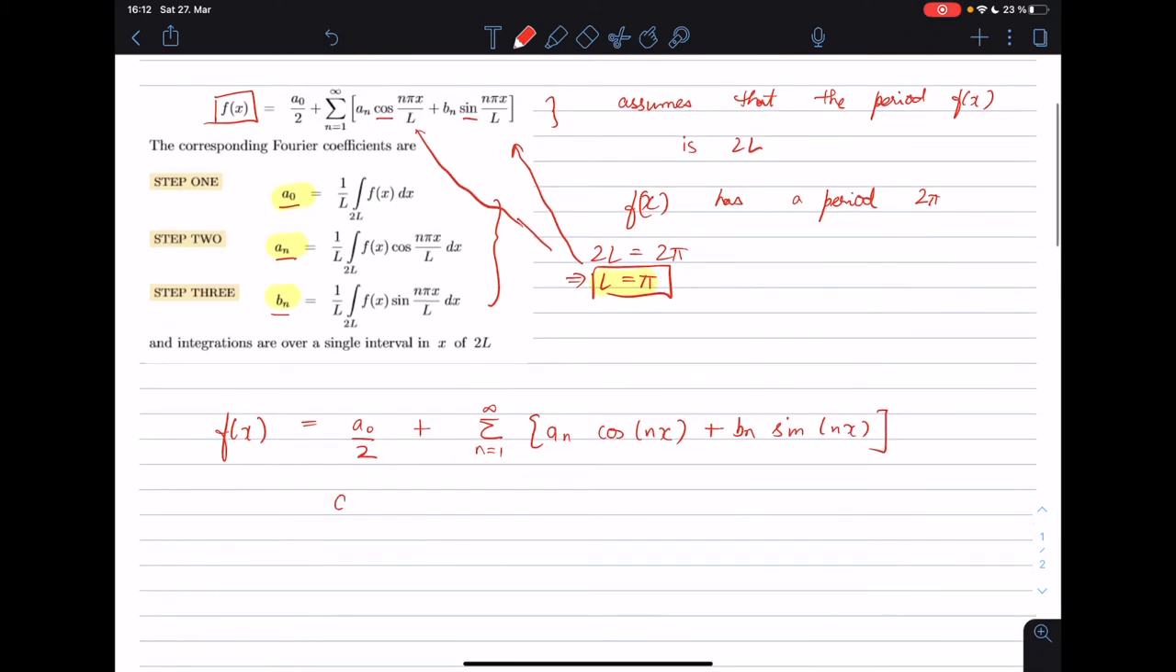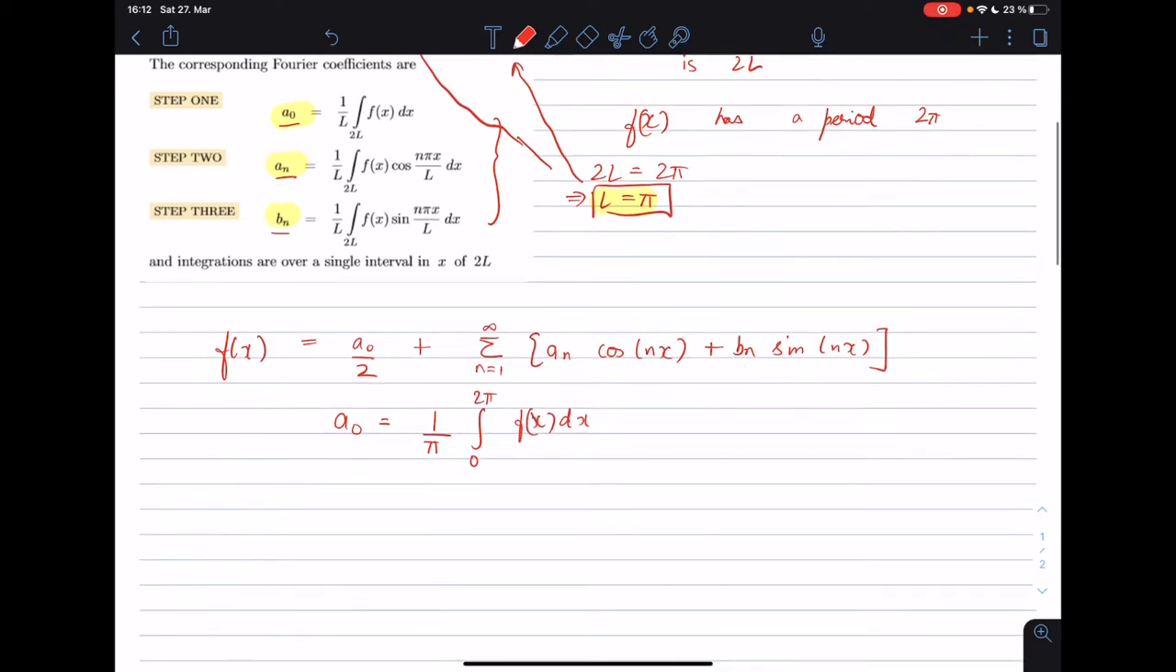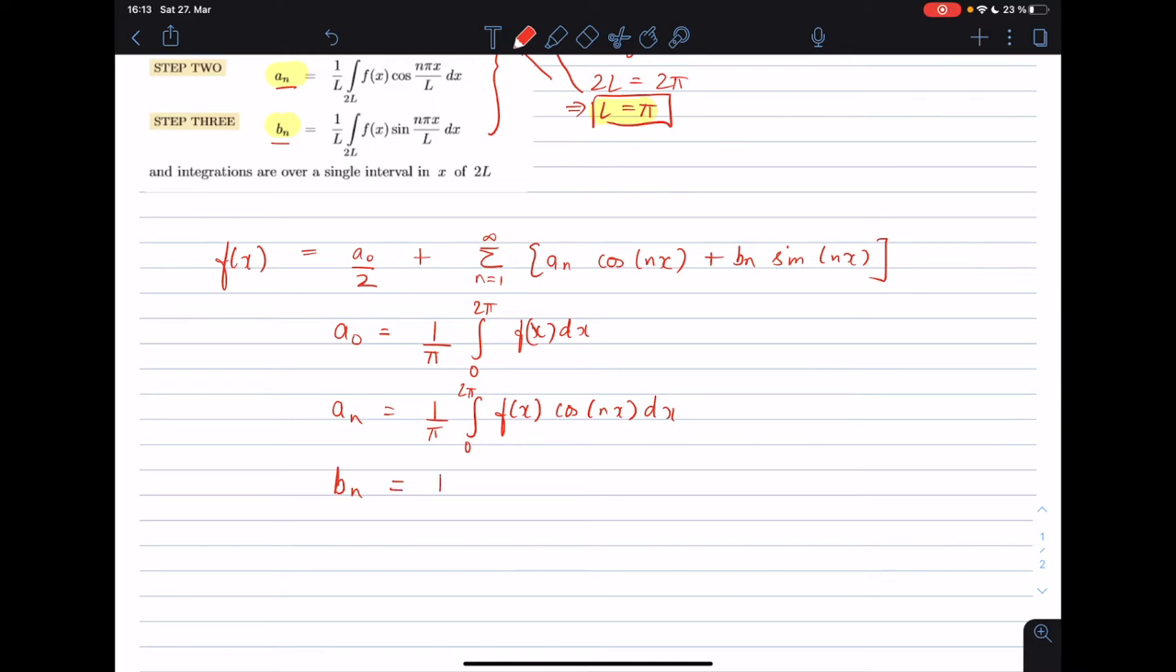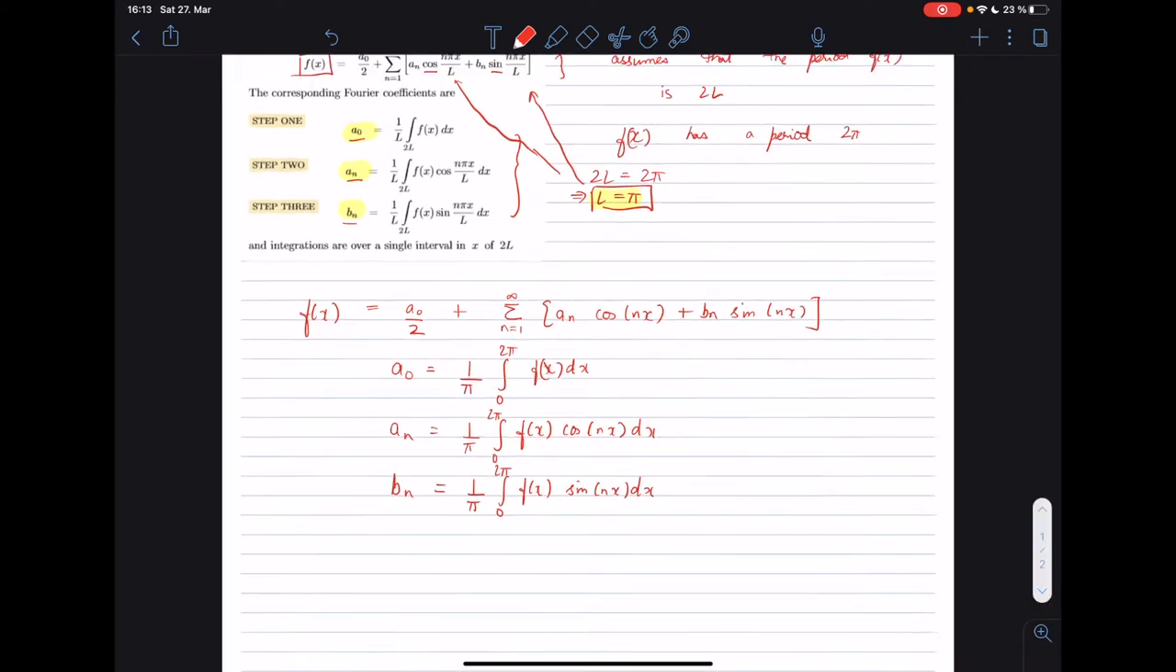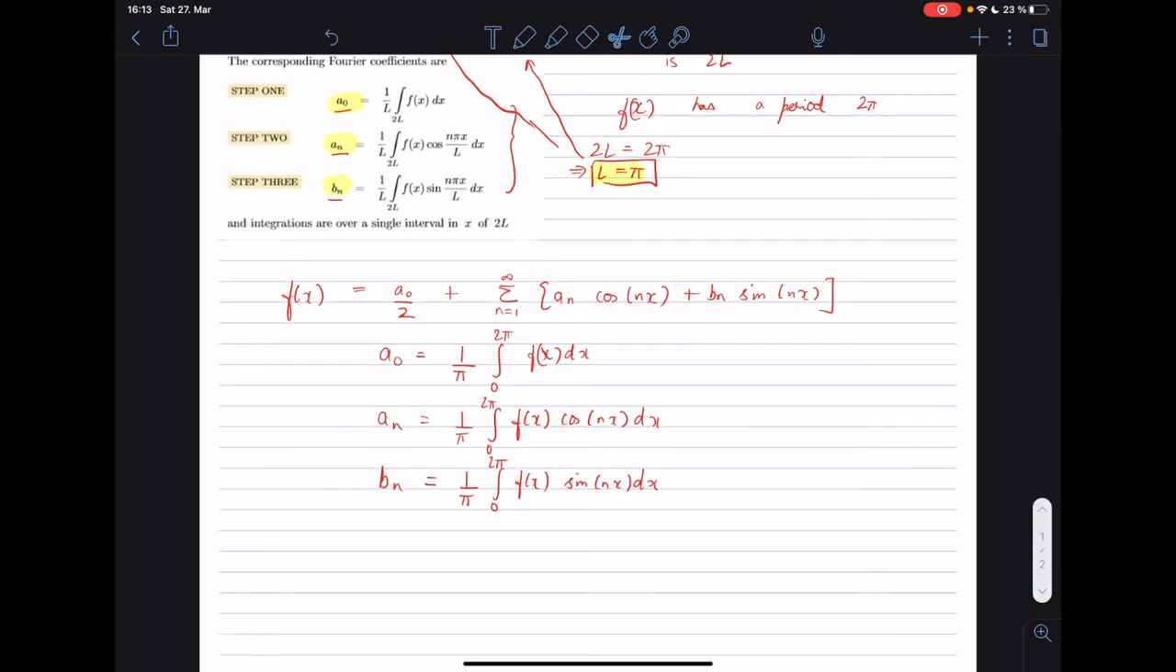And then similarly the formula for a0 becomes 1 over pi integral from 0 to 2L, or rather 2 pi this time, of f of x dx. an becomes 1 over pi integral from 0 to 2 pi of f of x multiplied by cosine of nx dx, and then finally bn becomes 1 over pi integral from 0 to 2 pi of f of x sine nx dx.